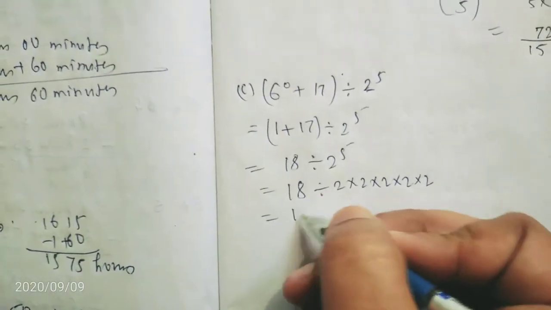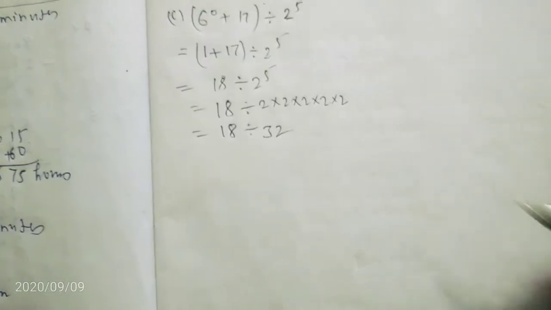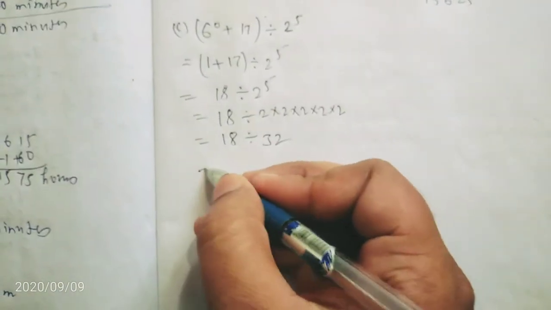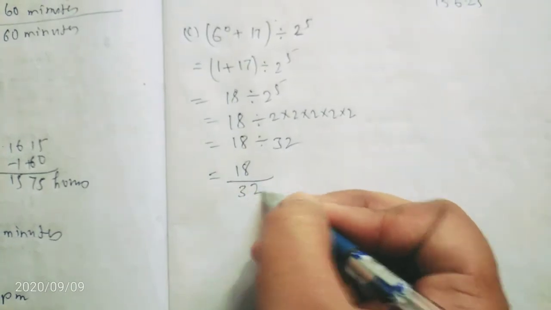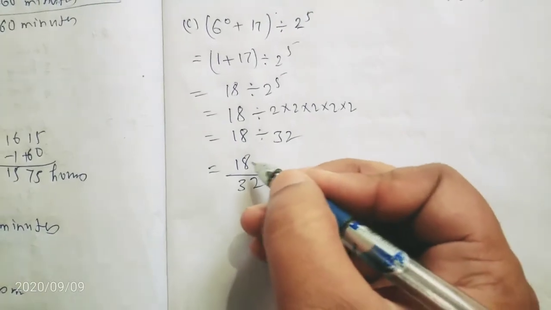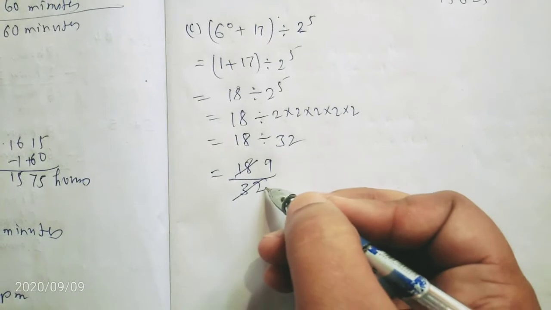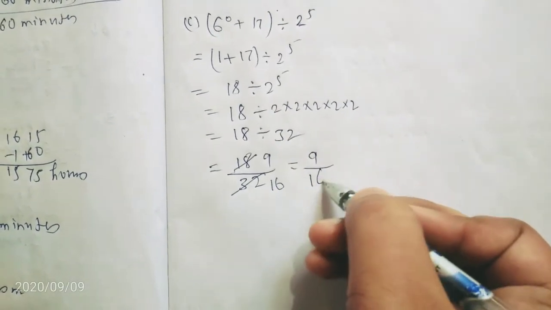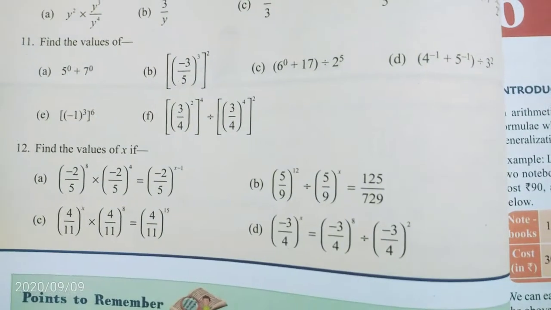1 2 3 4 5. So it is coming 18 divided by 32. Now you cannot divide this, so you will write this as a fraction, because a fraction is also a divide. So 18 by 32, sorry. Now you can cut it: 2 nines are 18 and 2 sixteens are 32. So the answer is 9 by 16. So this is the solution of this question. Understood?